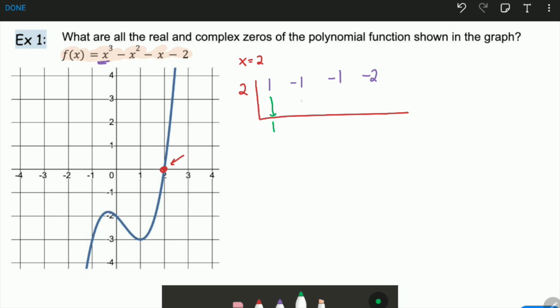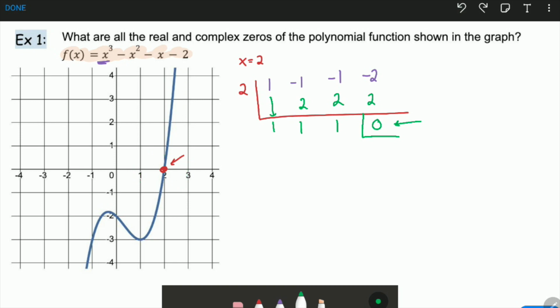So 2 times 1 gives us 2. Multiply, then add. Negative 1 plus 2 is 1. Multiply, 2 times 1 is 2. Then add, negative 1 plus 2 is positive 1. Then multiply, 2 times 1 is 2. And then add, giving us 0. We know that this should be 0. The remainder should be 0 because I can clearly see that it is a root, which means it should go in evenly.